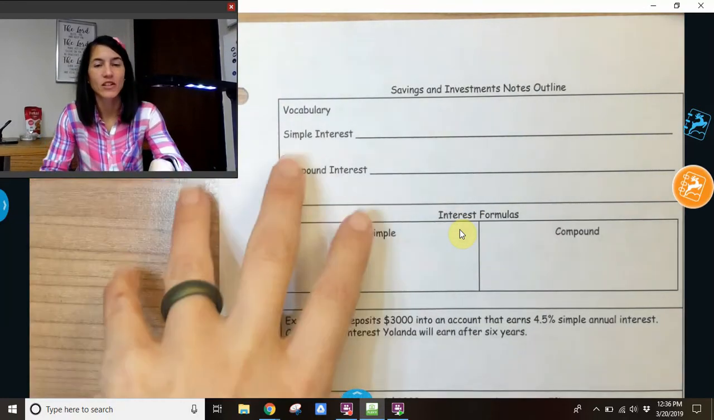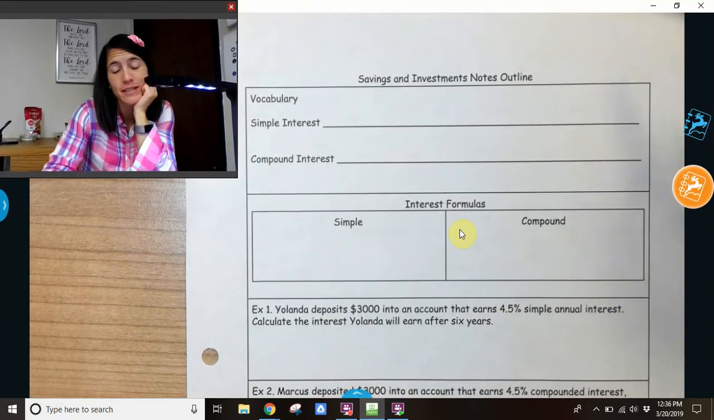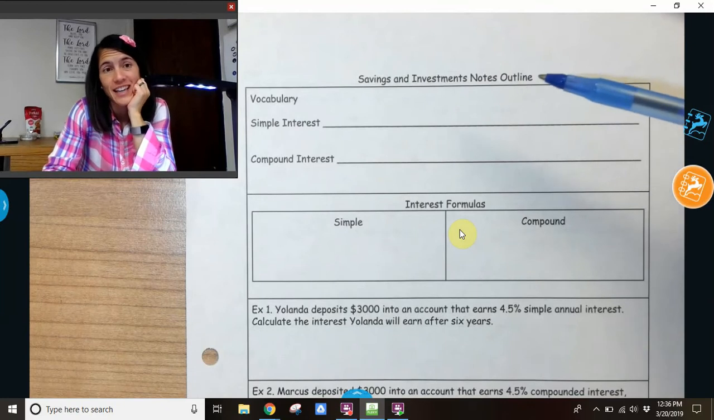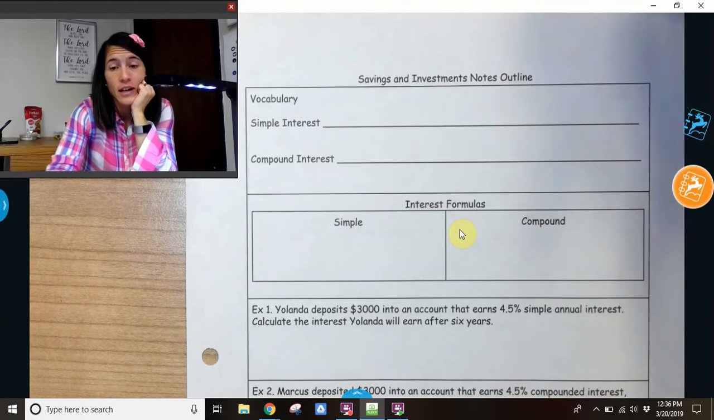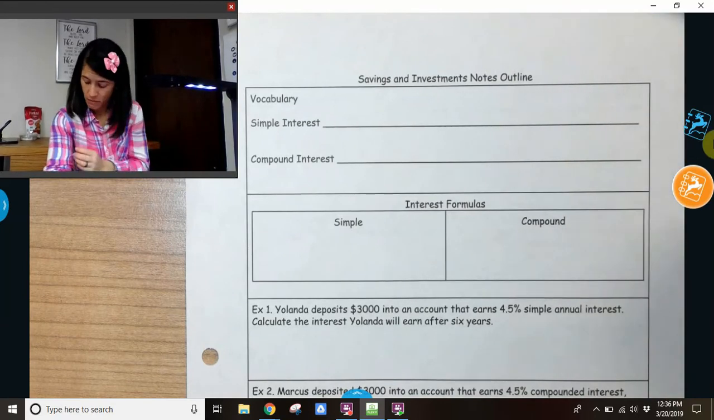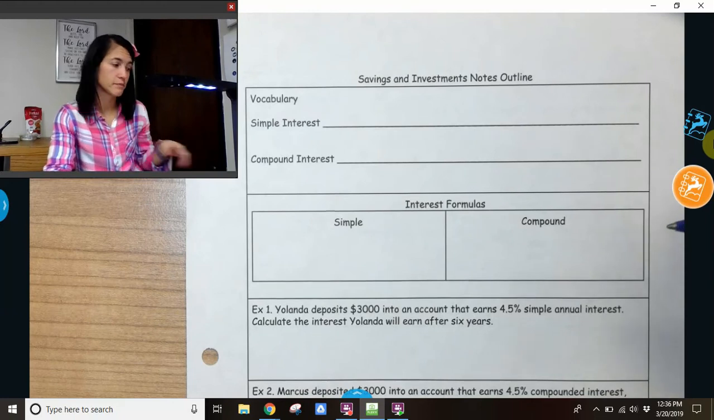Today's lesson is about savings and investments. Savings and investment. It's about money, basically. And I think that this is one of those lessons where you ask, when am I going to use this in life? You definitely could relate to it, because I bet your parents and other family members that you know are saving and investing their money in interest.